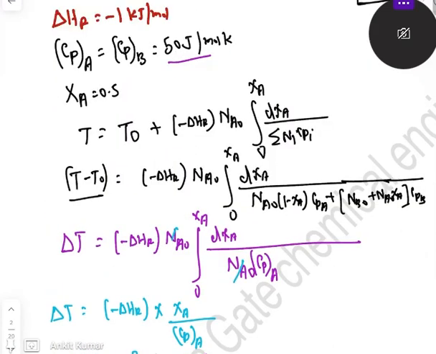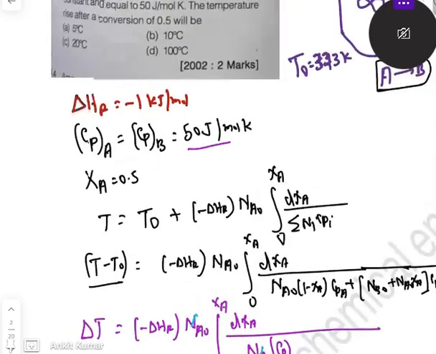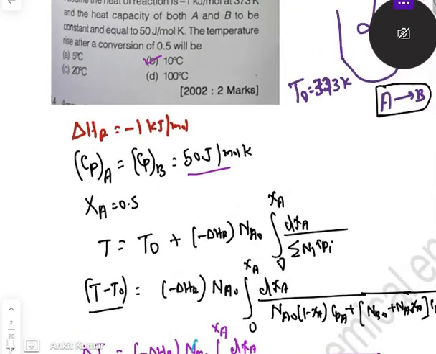Cp is given as 50 joule per mole. So if you put these values in, we get 500. So delta T will be equal to what? 1000 divided by 100, which is equal to 10. So the rise in temperature is equal to 10 degrees centigrade.